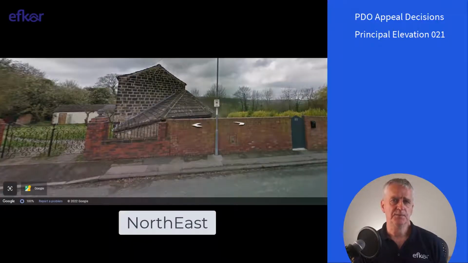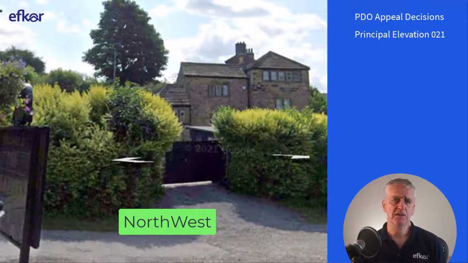Northeast elevation is particularly narrow, and other than the entrance door within the ground floor, it's largely devoid of any architectural features. The northwest elevation is expansive, has a far more detailed architectural composition, containing two arched entrances with glazed doors and an array of upper floor windows. The inspector agreed with the council that the principal elevation was the northwest elevation. The appeal was dismissed.